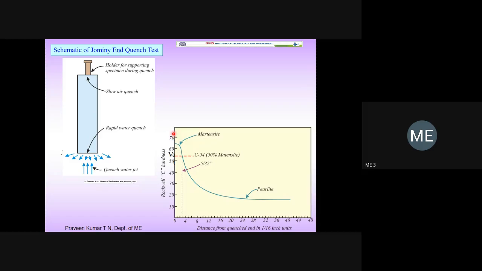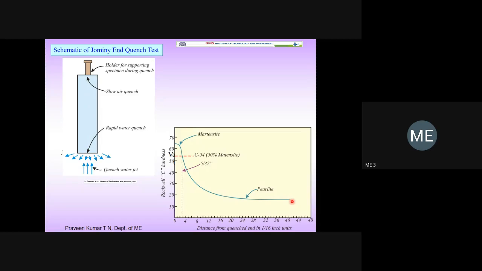Here we can say it is a martensite. But in between, at the midpoint, there may be only 50% martensite. The remaining may be austenite itself or pearlite. Almost all of the time it is pearlite. But if we go from about this particular point, here the microstructure is pearlite. Because of the pearlite microstructure, the hardness is only 20.